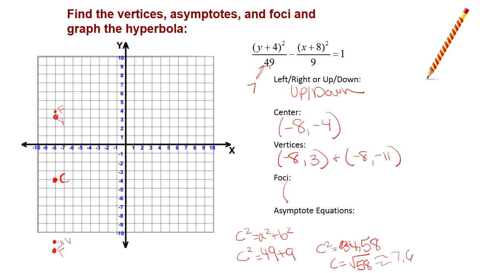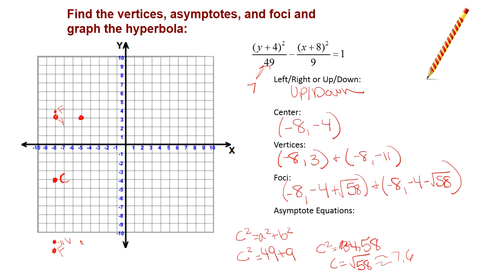So for my two foci, since my center has been moved, it did not change my x value at all, but it did change the y values. Basically, we're going to write our original center, -8, -4, and I'm going to say I added the square root of 58, because that's in essence what I did. I added 7.6 from my center. And same thing, I subtracted the square root of 58 from my center. Let's find our two asymptote equations. From my vertex, we're going to need to go over 3: 1, 2, 3.